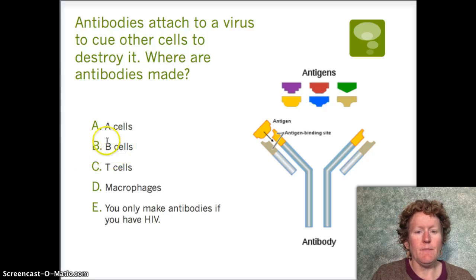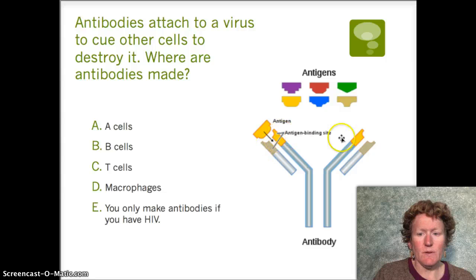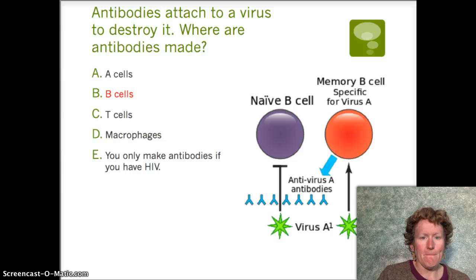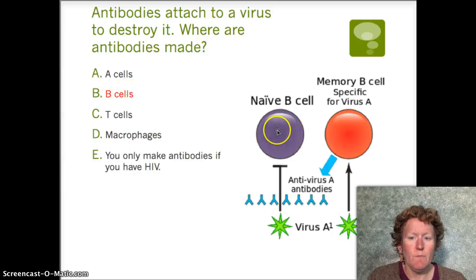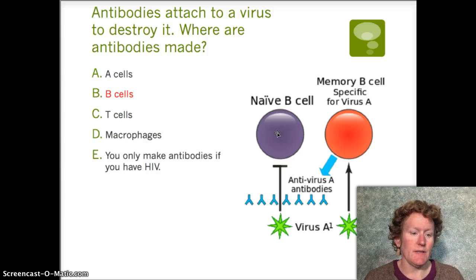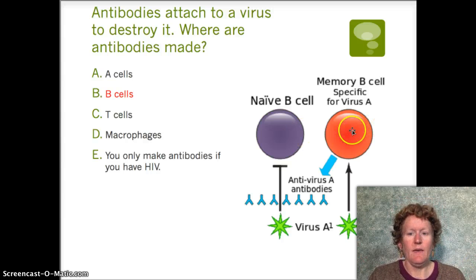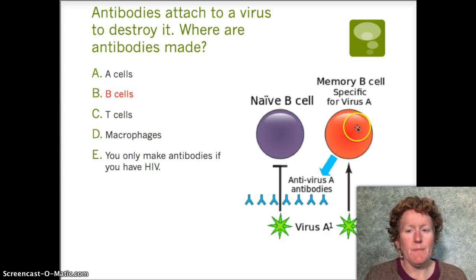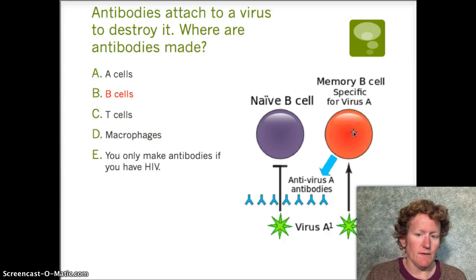Antibodies are made in B cells. Remember, T cells help the B cells, but antibodies here, this thing that has changeable Lego parts right here, are made in B cells. Here's a naive B cell that hasn't met a pathogen yet, hasn't seen the antigen, the marker on the pathogen that says, hey, this is not part of the body, attack this. And then eventually it will turn into a memory B cell for a specific virus.